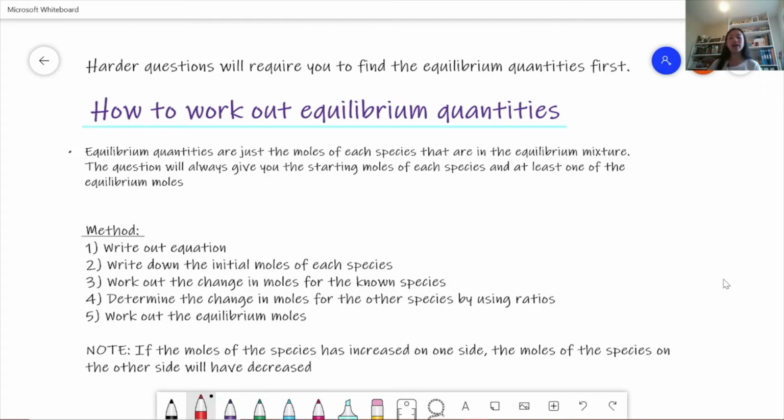So first what you do is write out the equation, and then you write down the initial moles of each species, and then you work out the change in moles for the known species, so the one that you're given the starting moles and the equilibrium moles, and then you determine the change in moles for the other species using the ratio between the known one and the unknown ones. And then we can work out the equilibrium moles of all of them. A really important note is that if the moles of a species has increased on one side, say the moles of the reactants has increased, that means that the moles of the products will decrease.